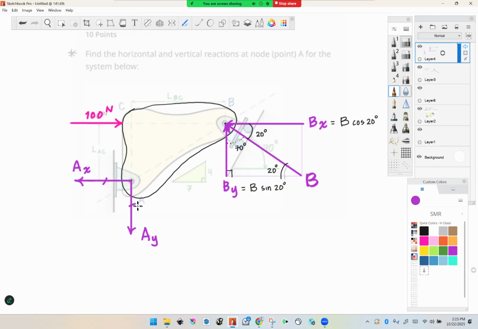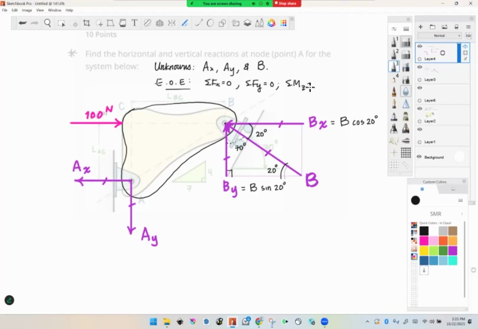So I've got my three unknowns. My unknowns are A_x, A_y, and vector B. B_x and B_y are just components of B, so I don't count those as separate unknowns. And my equations of equilibrium, I need 3 to solve this. So I'm going to do my summation of forces in the x direction equals 0, summation of forces in the y direction equals 0, and my summation of moments about some z-axis is equal to 0. So those are my equations that I'm going to use here.